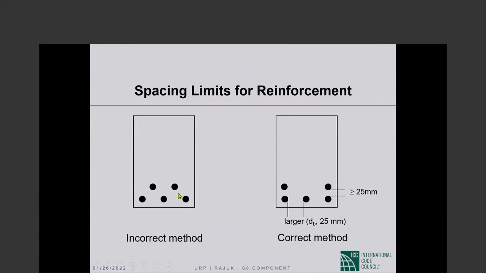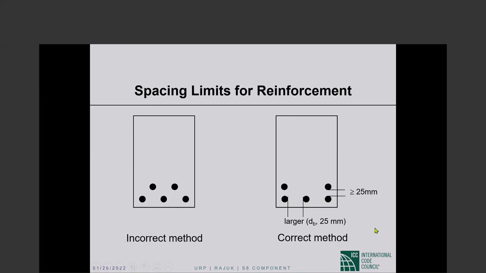You have 2 bars in this layer, 3 bars in the lower layer. This arrangement of reinforcement makes concrete placement very difficult. Okay, the right configuration is this. If there are two bars, one should be here above the corner bar, another should be here above the other corner bar. Then concrete placement is so much easier.